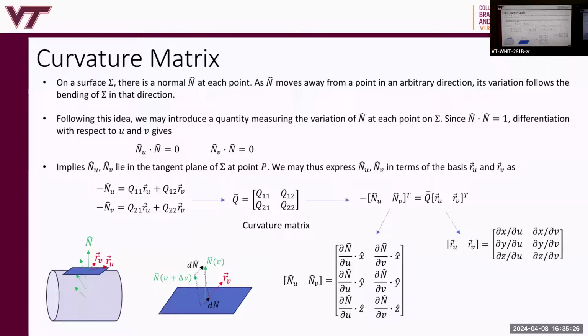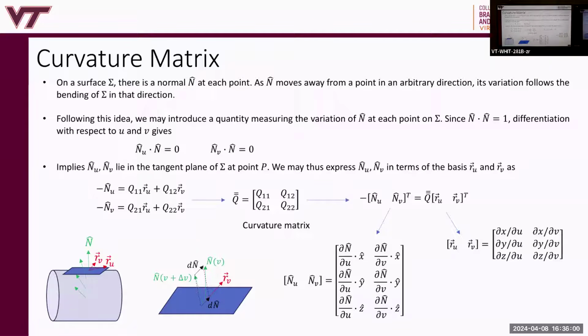Okay, very good. If a vector lies in the tangent plane, then what does that mean? We can express it in terms of the base vectors which span that plane, right? So we're going to write it like this: negative nu is q11, some coefficient, multiplied by ru, plus q12 times rv. We're just expressing this vector, which lies in the tangent plane, in terms of these basis vectors, all right? And the coefficients are called q11, q12 for now.